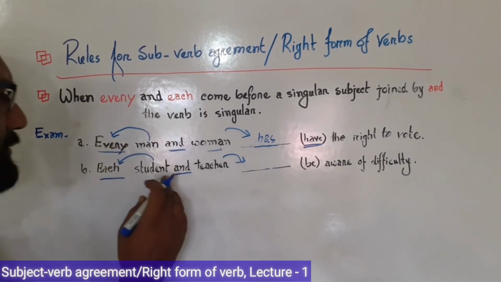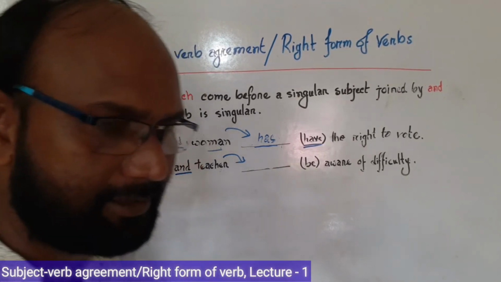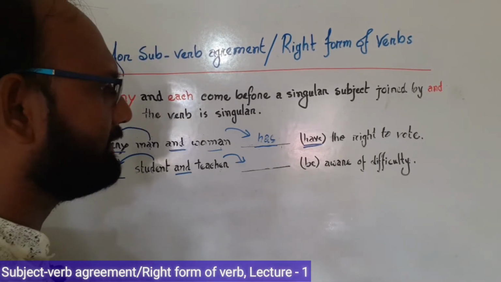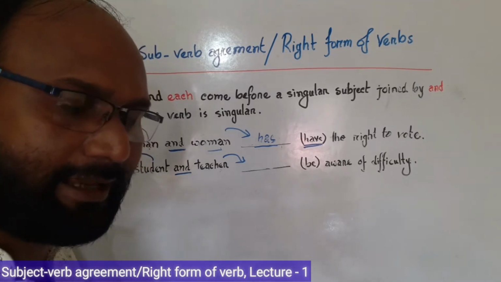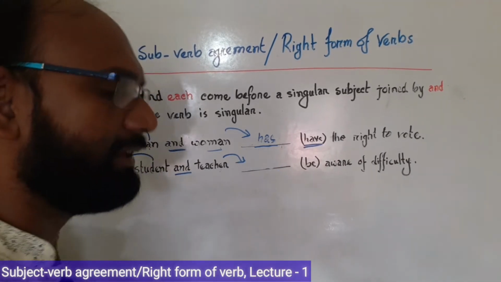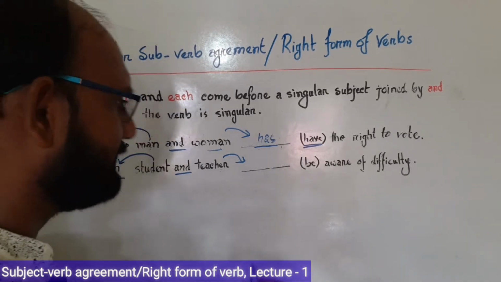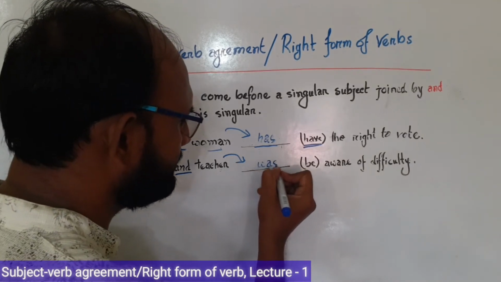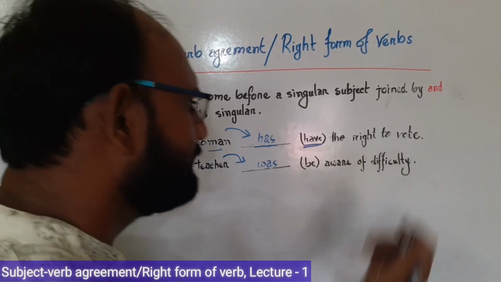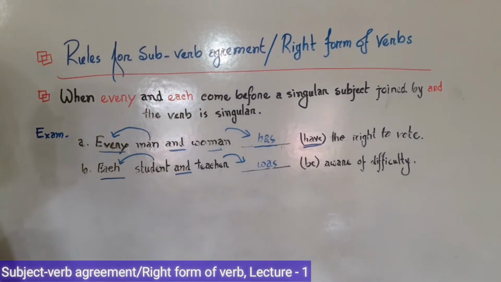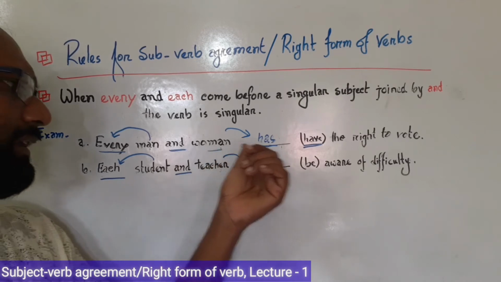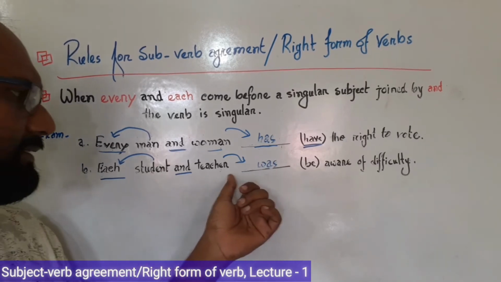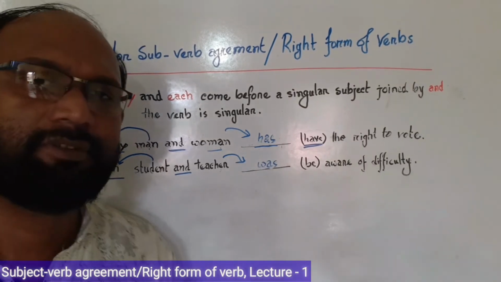Each student and each teacher, B: in the bracket is be, and we will use the appropriate tense, be equals am, is, or was, were. We will use is or was as tense. Each student and each teacher was our difficulty. The answers: Every man and woman has the right to vote. Each student and each teacher was our difficulty.